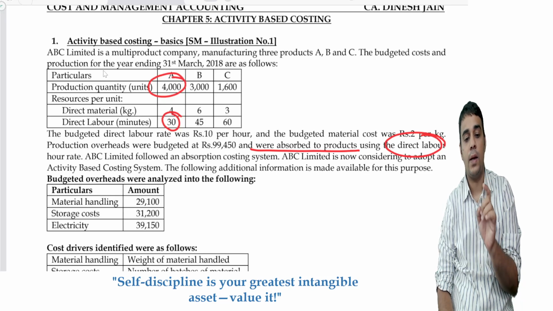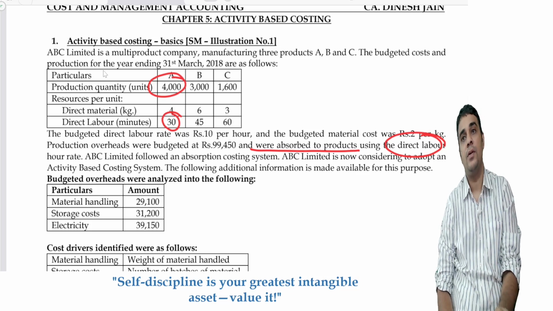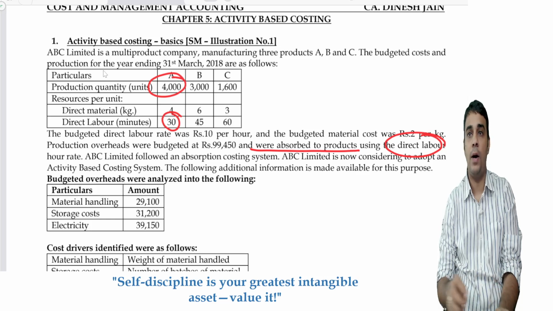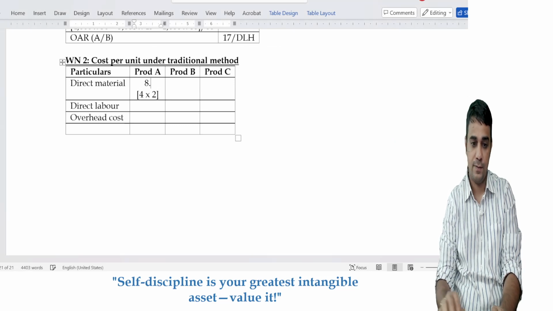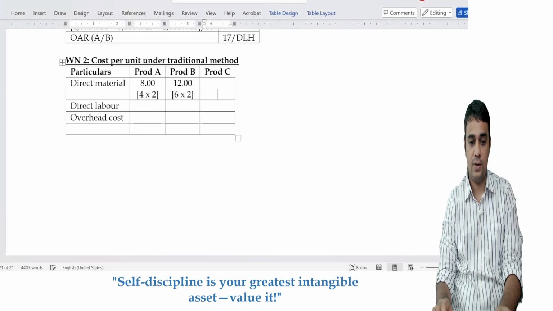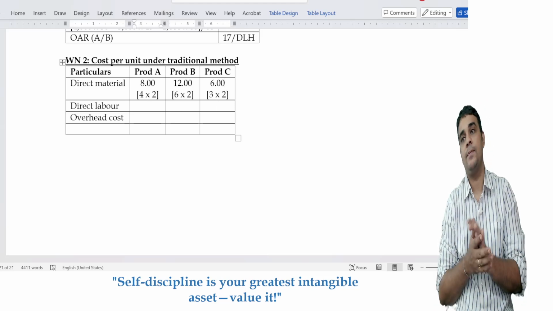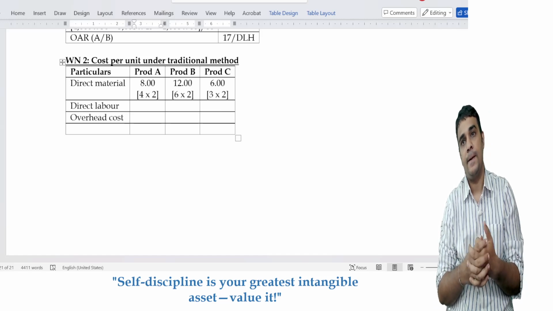Material cost: 4 kg, 6 kg and 3 kg per unit. And the rate for each kg is how much? 2 per kg. So 4 into 2, 8 rupees. 6 into 2, 12 rupees. And 3 into 2, 6 rupees. 8, 12 and 6. Clear?